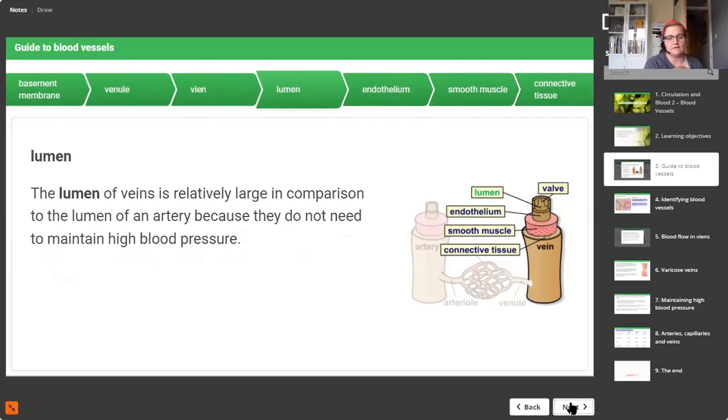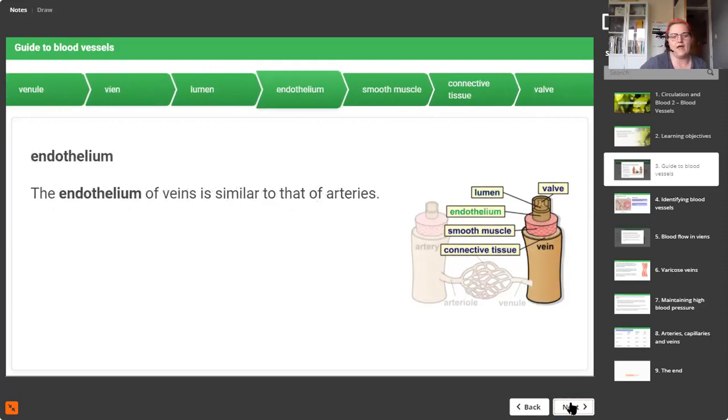So the lumen of veins is actually really large in comparison to the lumen of arteries, and that's because they don't need to maintain that high blood pressure. They can have a more open, spacious lumen. The endothelium is actually really similar to that of the arteries.